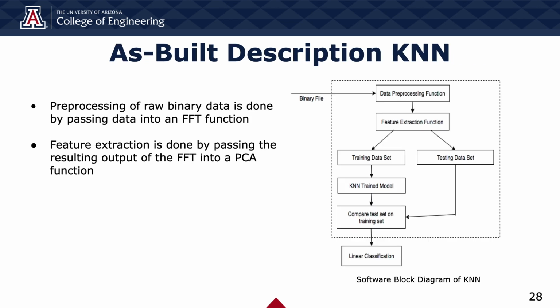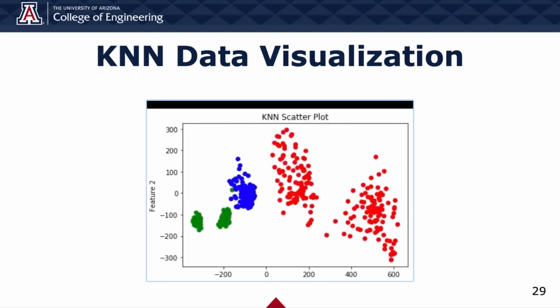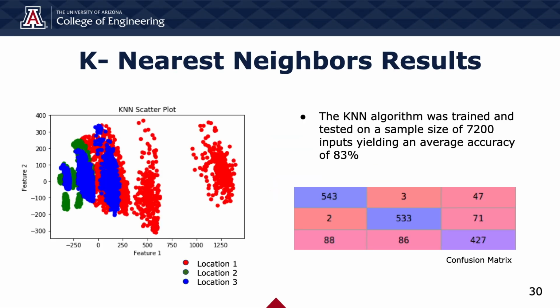Here is a simple high-level block diagram for our KNN. We use the magnitude of the FFT and other signal features and pass them to PCA to reduce our computation time. The scatter plots from the KNN show 3 different locations, where green, blue, and red each represent 1 location. This algorithm had an accuracy of 83%, making it our best performing algorithm.